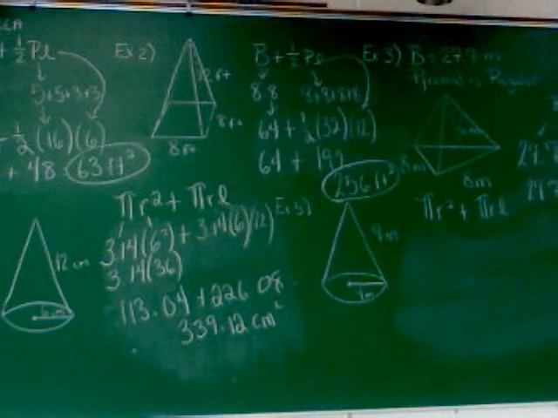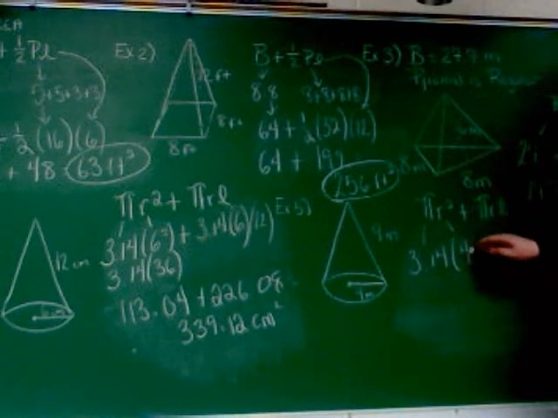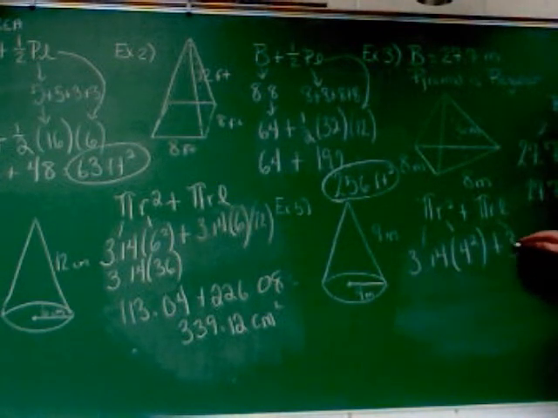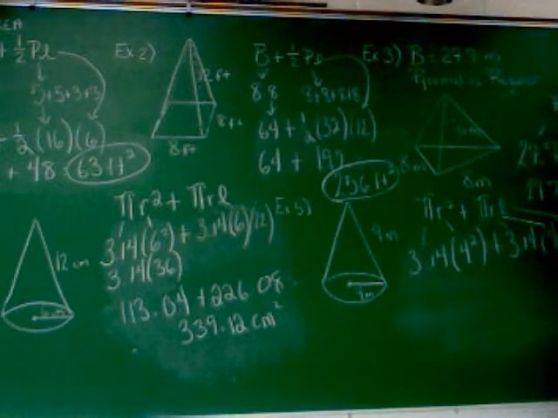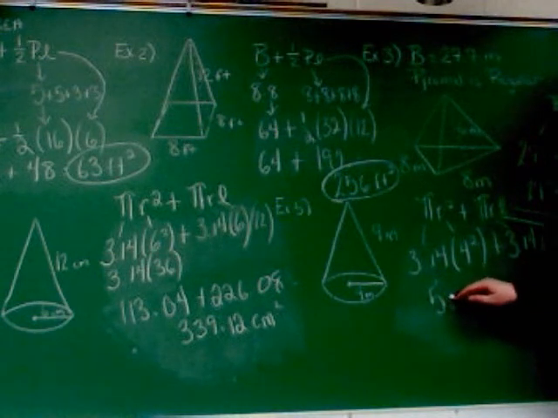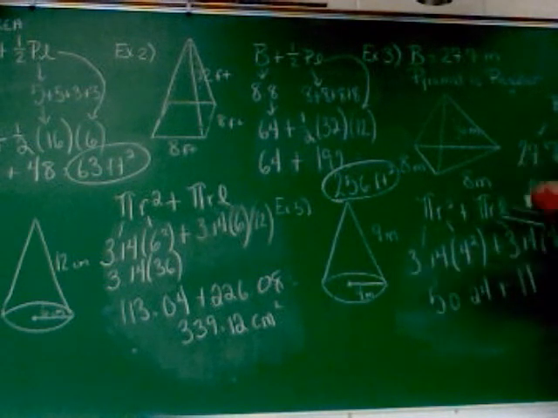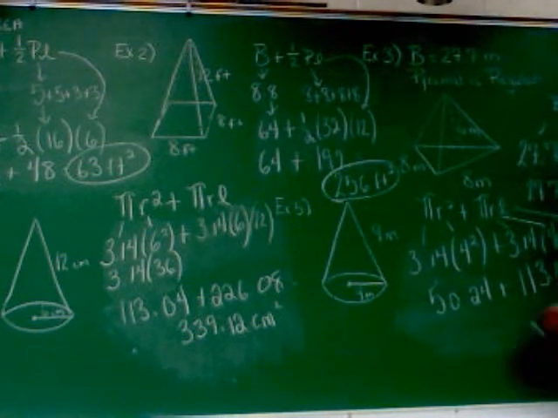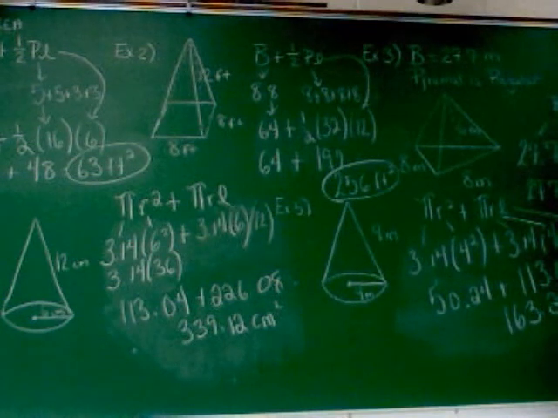All right, example 5, more of the same. Radius, as you can see, is 4 meters. Slant height is 9 meters. Okay, so we've got pi, 3.14, times the radius squared, which is 4 squared or 16, plus pi, 3.14, times the radius 4 times the slant height 9. 3.14 times 16 is 50.24. 3.14 times 36 on the right side is 113.04, as it was over there. We add those up, and that's going to give me 163.28 meters squared.